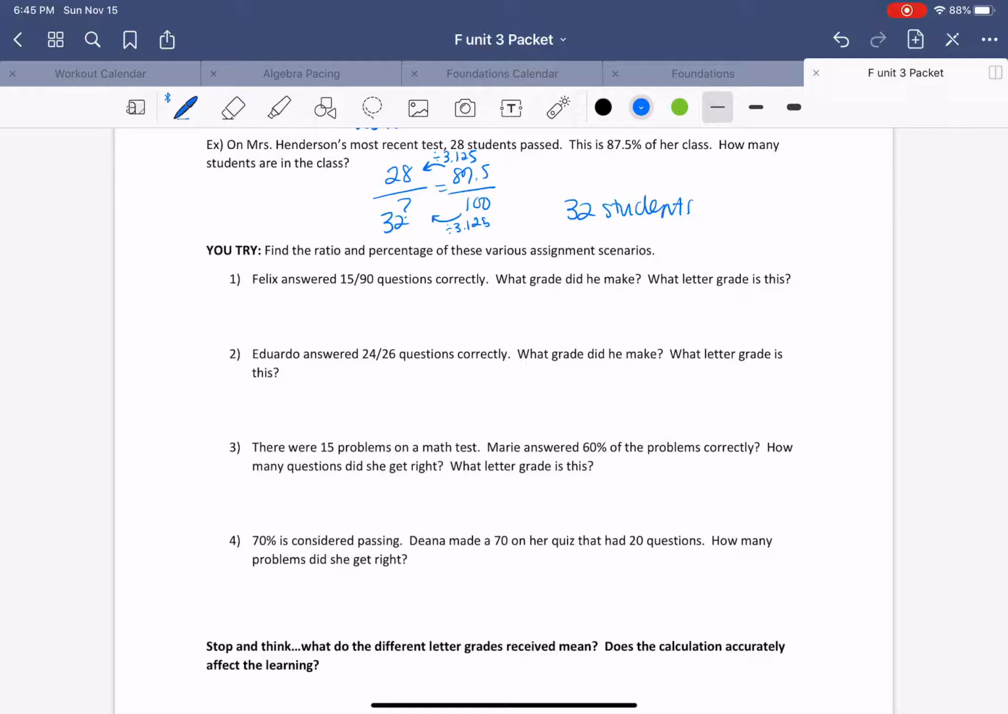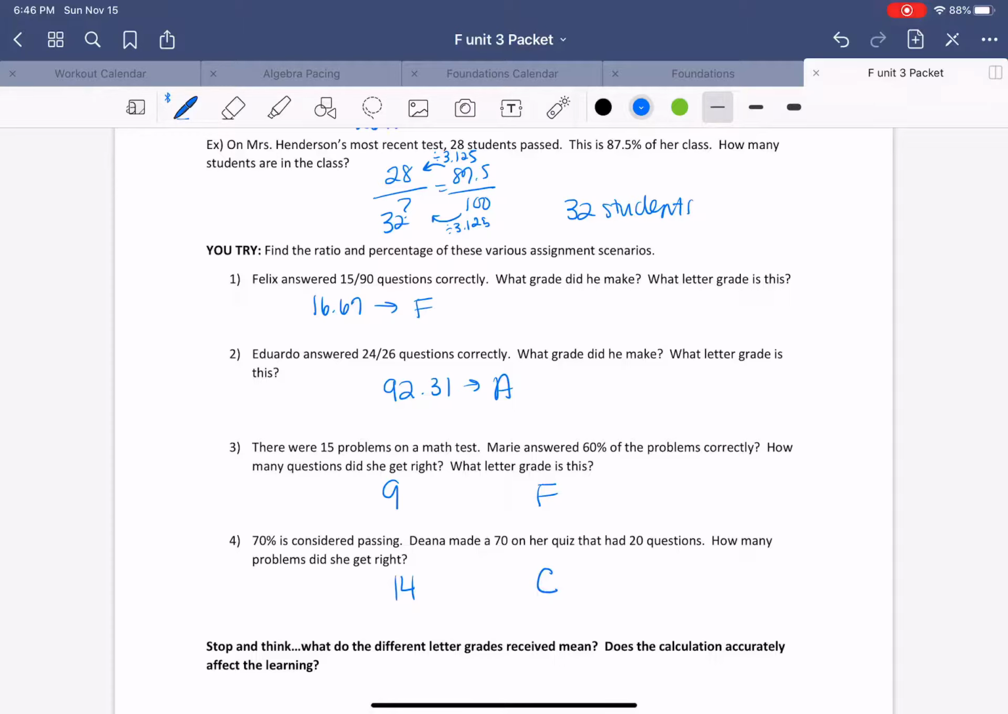Okay, Felix made a 16.67, which is an F. Eduardo made a 92.31, which is an A. Marie got 60% of the problems correct. Of the 15 problems, so she got 9 correct. She made an F. Deanna made a 70 on her quiz that had 20 questions. And she got 14 right, and that is a C.